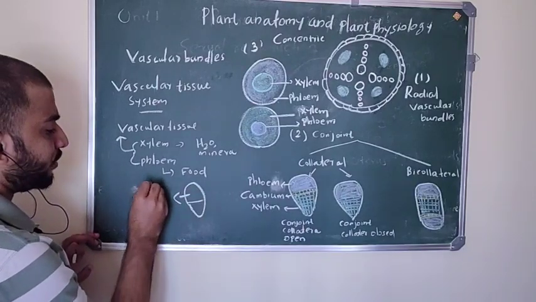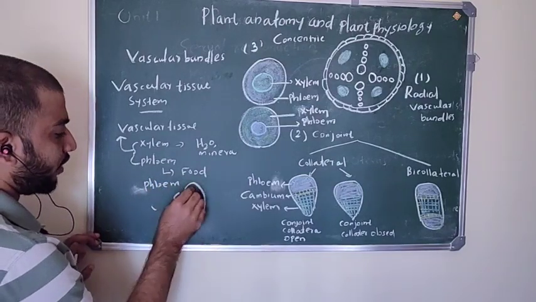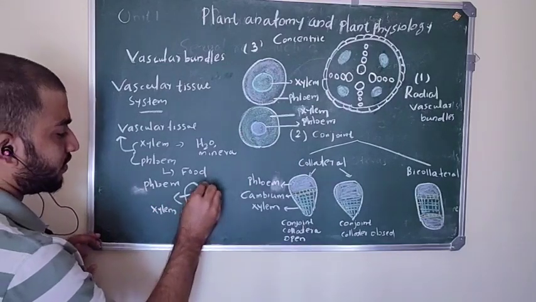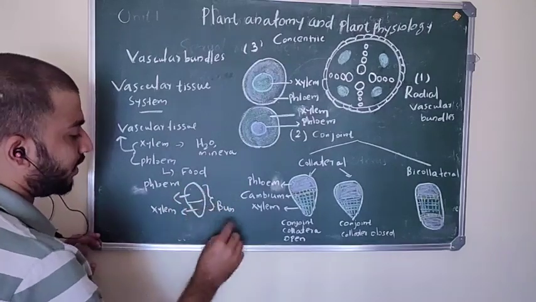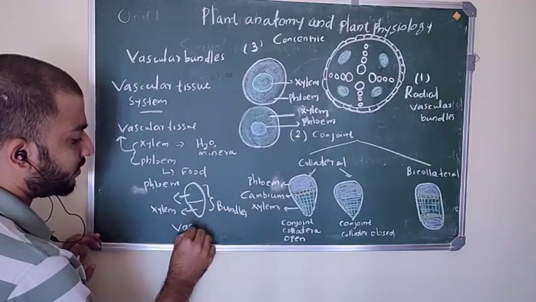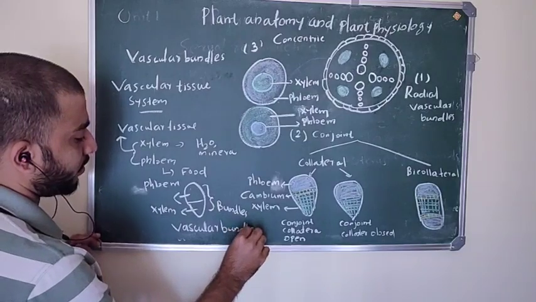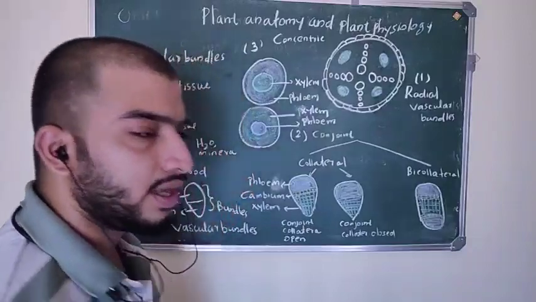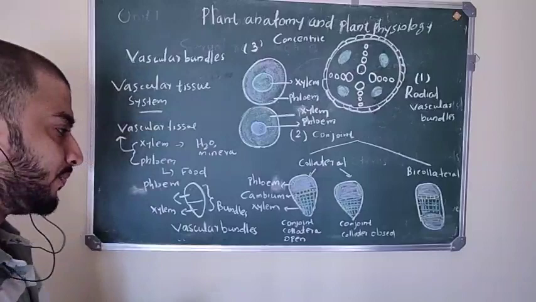So this is xylem tissue, this is phloem tissue, and this is xylem tissue. They are seen like bundles. This structure is called a bundle, so we call it a vascular bundle. The vascular tissues, xylem and phloem, are arranged like a bundle, and that bundle is called a vascular bundle.